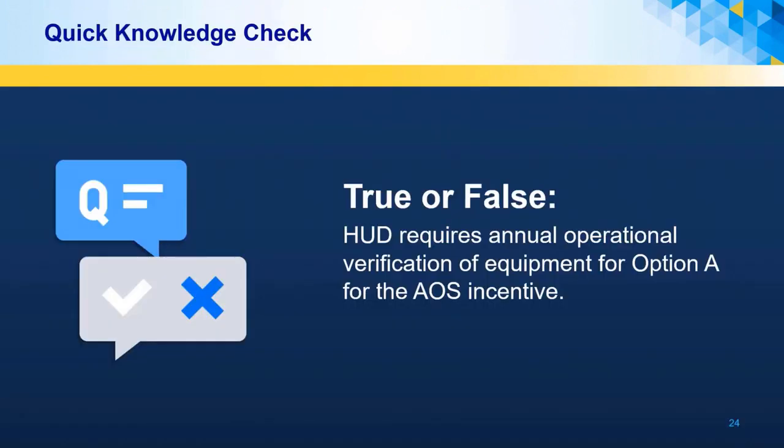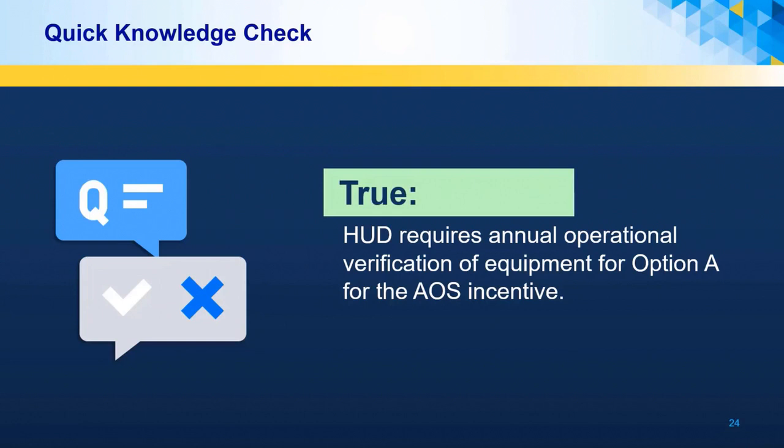Time for another quick knowledge check. True or false? HUD requires annual operation verification of equipment for option A for the add-on incentive. The answer to that question is true. Annually, HUD requires inspections to ensure that the proper equipment is installed and the equipment is performing to specifications.